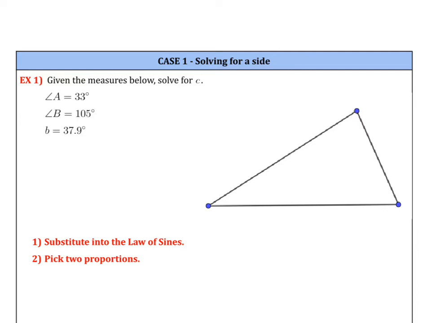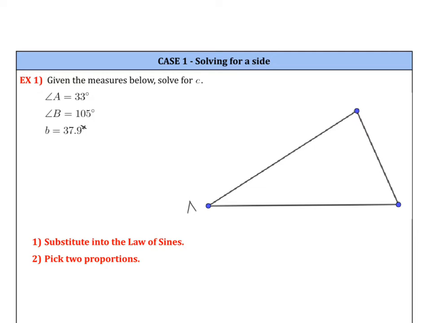All right, let's show you what that process looks like in example 1. Given the measures below, they want us to solve for side c. Now, there are going to be two different cases. The first case, we are going to solve for a side, and that's what little c represents. We're given that angle A is 33 degrees, angle B is 105 degrees, and little b is 37 9/10. Apologies for the degree symbol, you can cross it out, because little b is a side, it is not an angle.